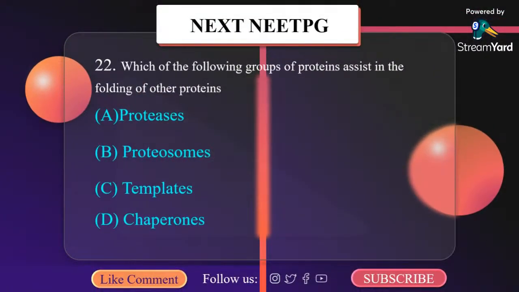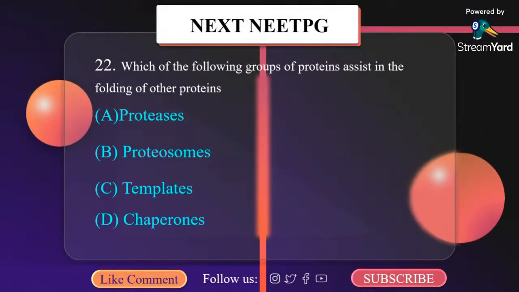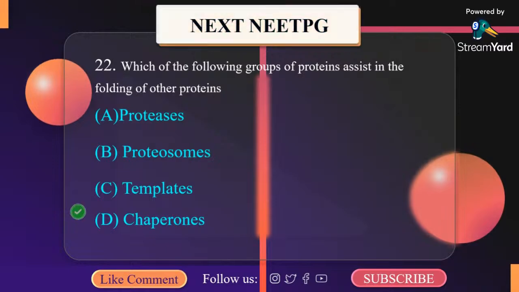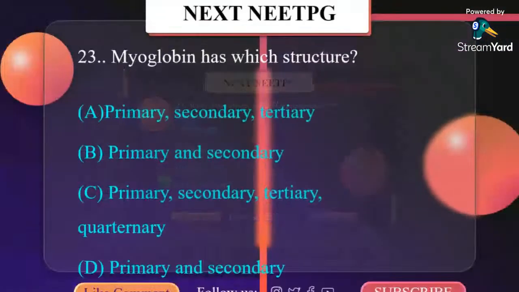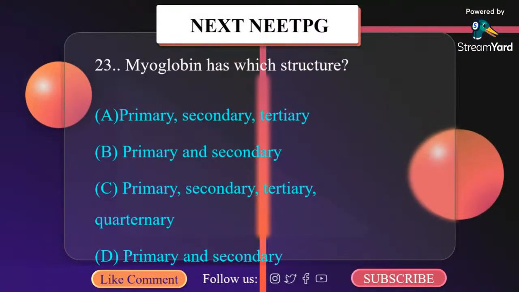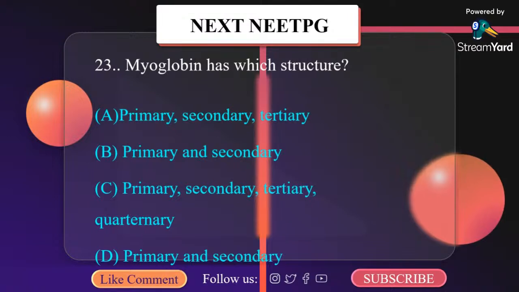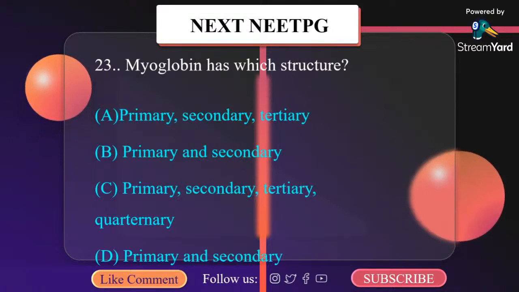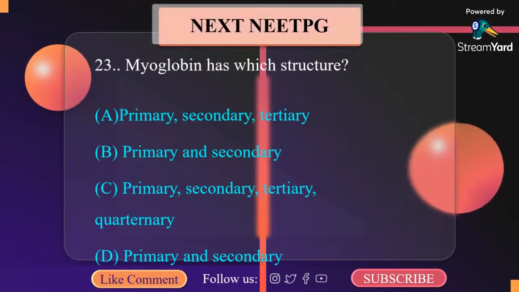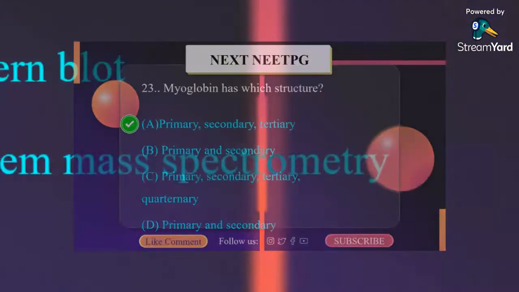Which of the following group of proteins assists in folding of other proteins? It is chaperones. Myoglobin has which structure? A. Primary structure, secondary structure, tertiary structure, or primary, secondary, tertiary, and quaternary. It is primary, secondary, tertiary structure.